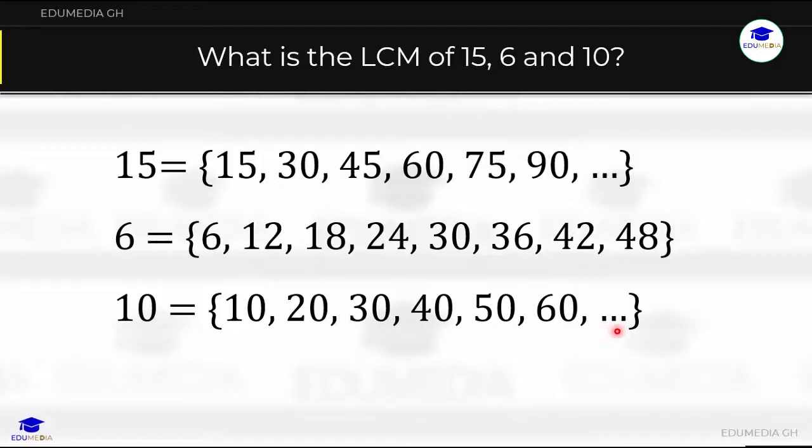Now from this, we have to look for the number that is common in each of them. So 15 is here, it's not here, and it's not here. 30 is here, it's here, and then also is here. So that is the least number that is common among all these three numbers. So that is the least common multiple of 15, 6, and 10. So therefore the LCM of 15, 6, and 10 is 30.